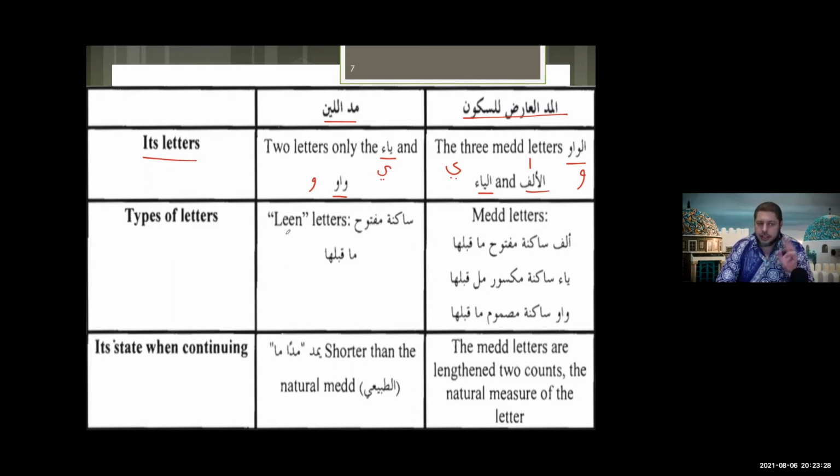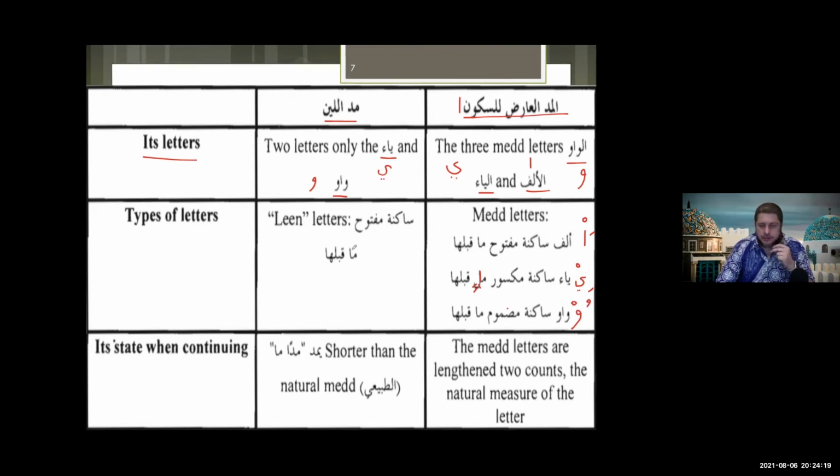Now, the second is the type of letters. This is a bit similar to the previous, but what is going to be lengthened in last week's med is alif sakina maftuh ma qabluha, alif with sukun with fatha coming before it, ya sakina maksur ma qabluha. Actually, it should be ma qabluha. Typing error. Ya with sukun and kasra coming before, and waw sakina madmum ma qabluha. Waw with sukun with dhamma coming before it.